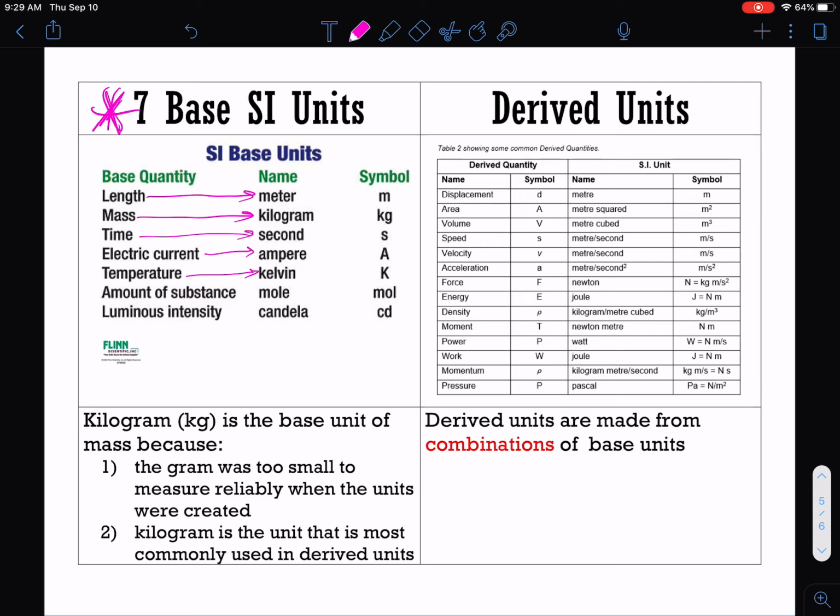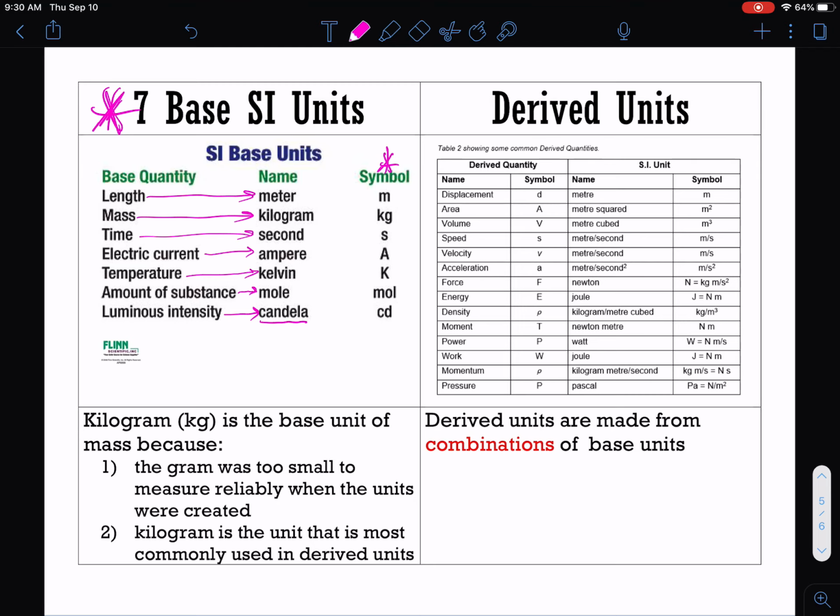Temperature is Kelvin, and we'll learn more about that later this year when we get into the energy section. Amount of substance is with chemistry called the mole, and luminous intensity is candela. I always remember this by thinking if you look on spotlights, it says candle power. And that looks real close to the word candle to me. Over here, you see all the different symbols. So meter is abbreviated lowercase m, kilogram is kg, seconds is lowercase s, so on and so forth.